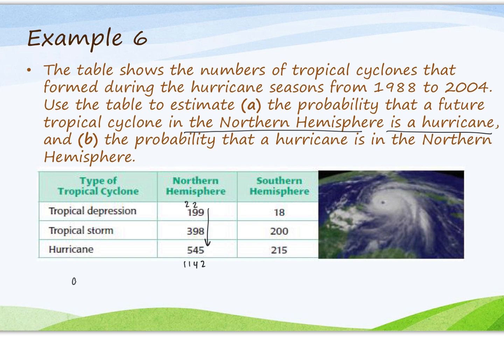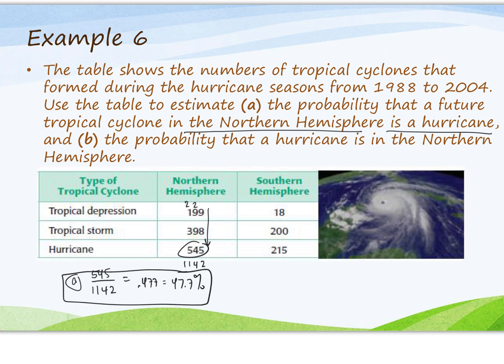So for A, the probability that it's a hurricane is going to be 545 out of 1,142, which is 0.477 or 47.7%. So the answer to A is the probability is 47.7%.